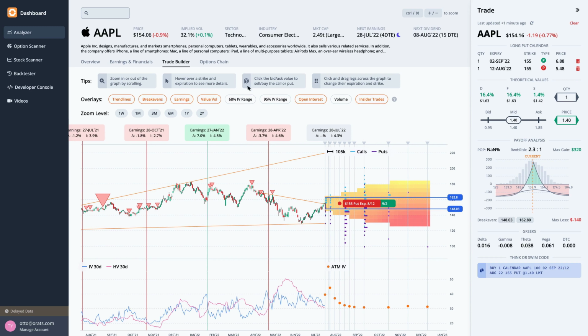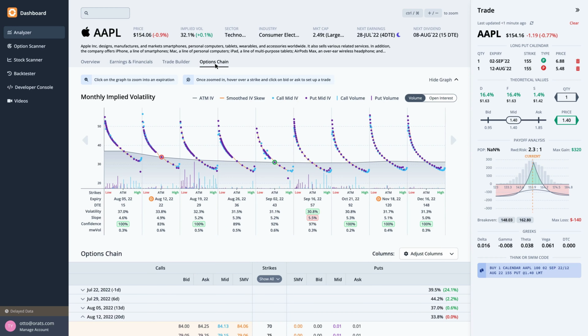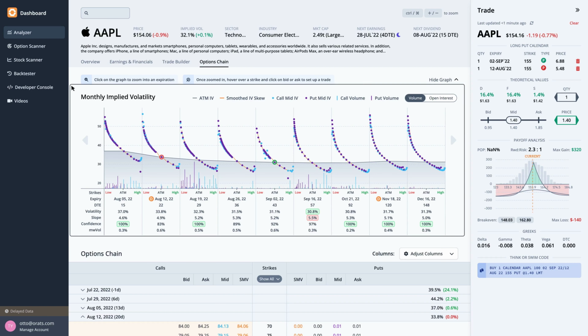We can also see this trade overlaid on the monthly implied volatility graph in the Chain tab. The legs for this trade are circled.